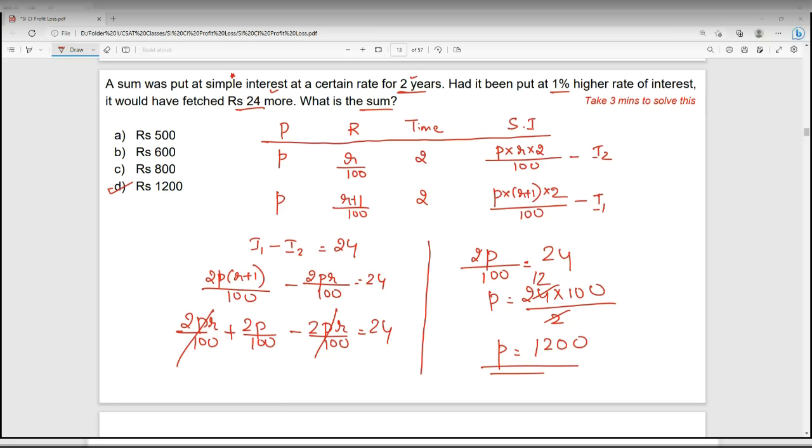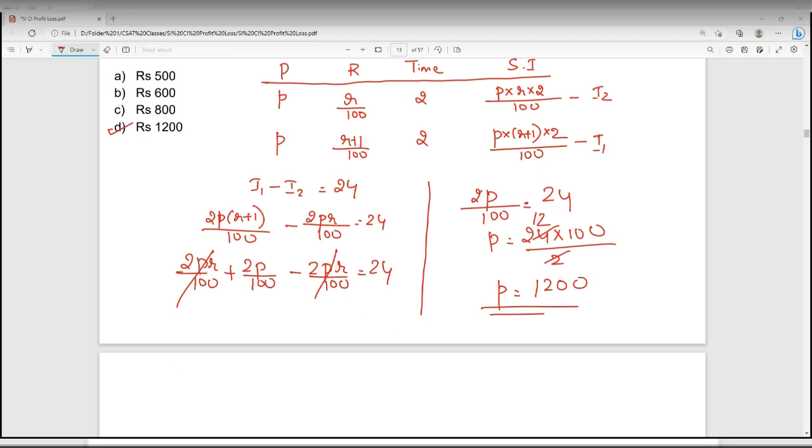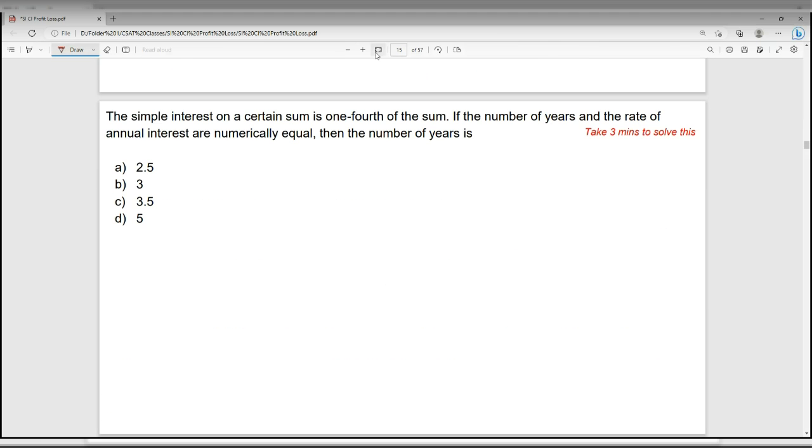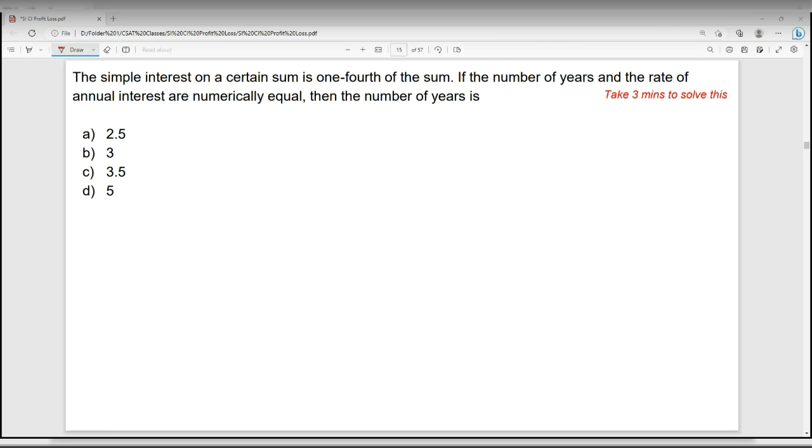If you have any doubt, you can please ask. Please raise your hand if you have any doubt in this, or else we'll move to the next question. We'll move to the next question then. So take 3 minutes to solve this. Let's see how to go about this question.